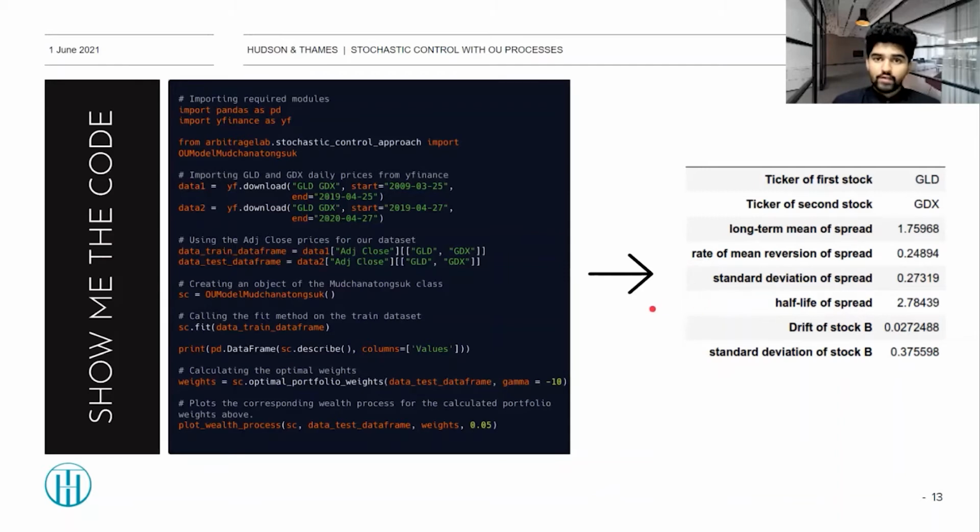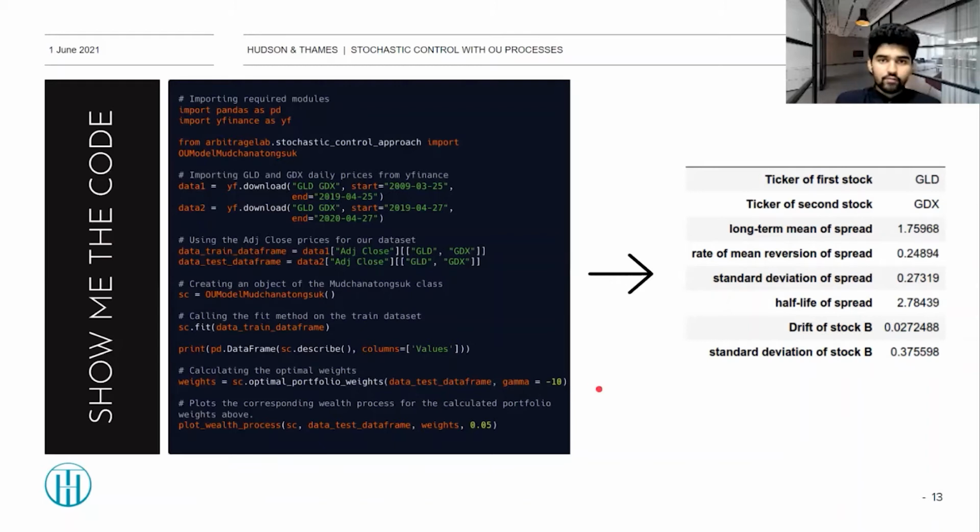Next, after we've calculated these estimated parameters, using the testing data, we can calculate the optimal portfolio weights for the spread asset in this testing region. We also need to input a parameter, the gamma parameter. Here we have inputted it as -10. And as the value of the gamma parameter decreases, that means the investor is more risk averse.